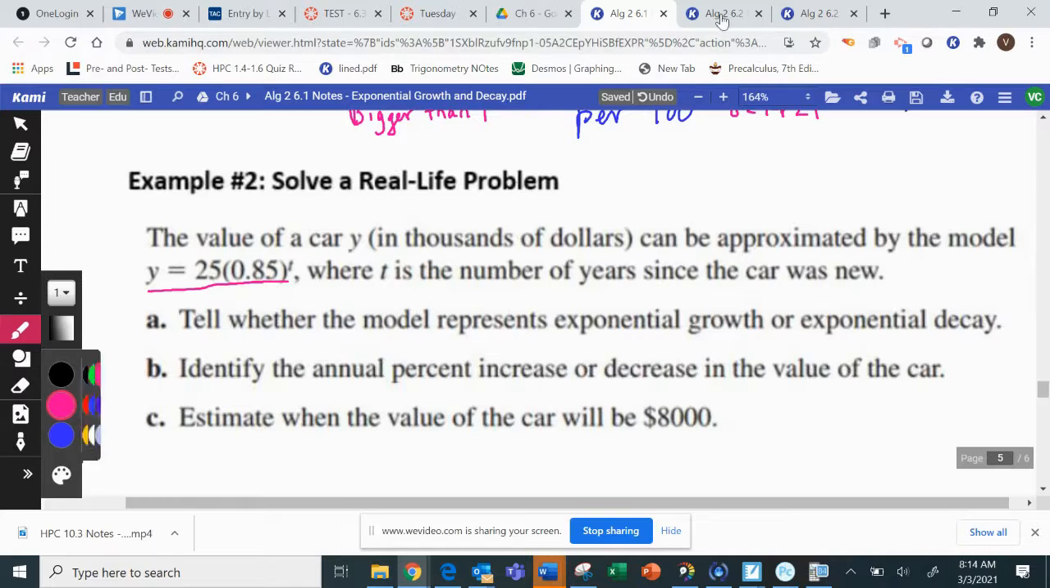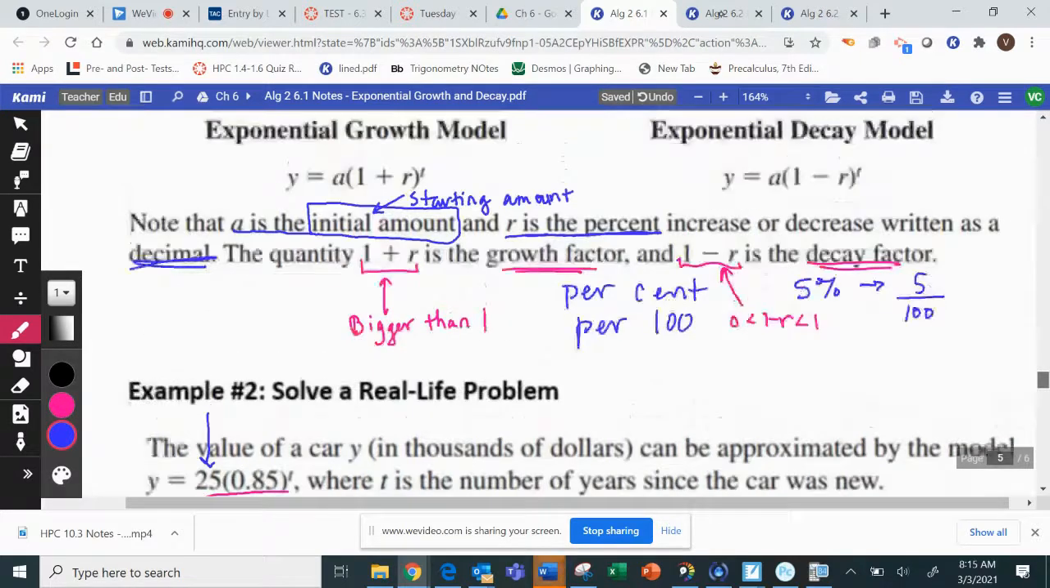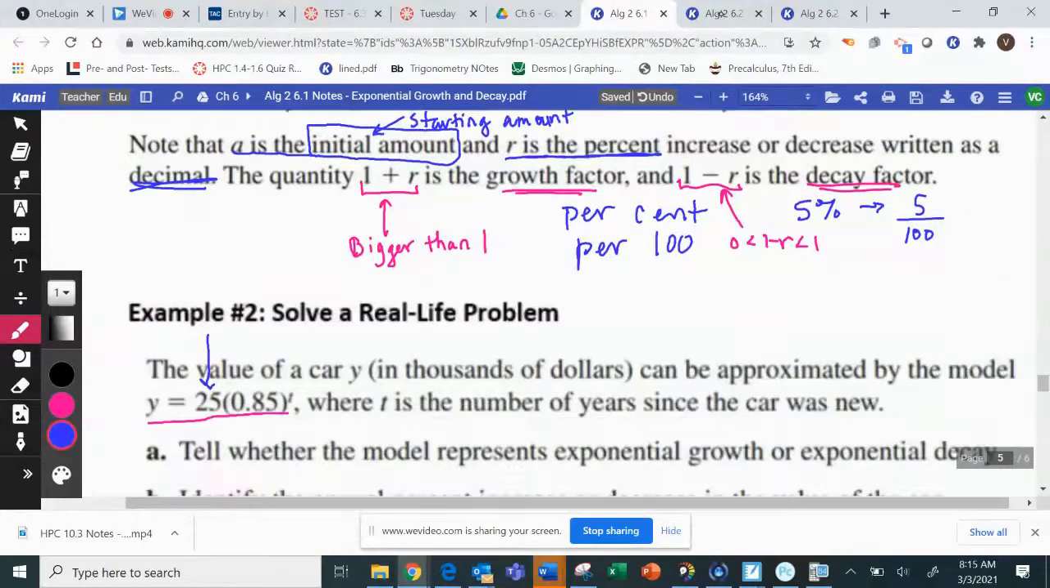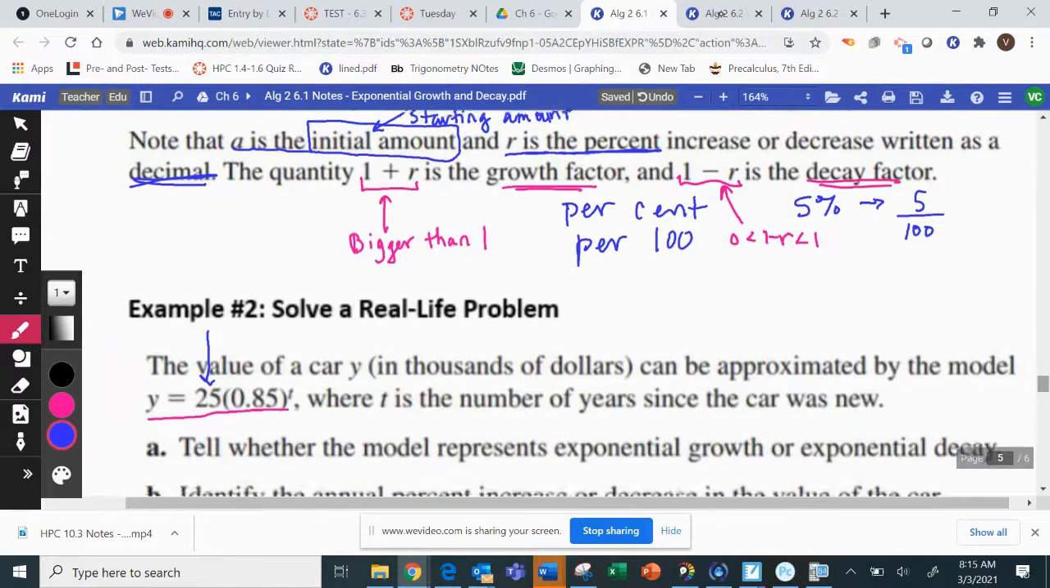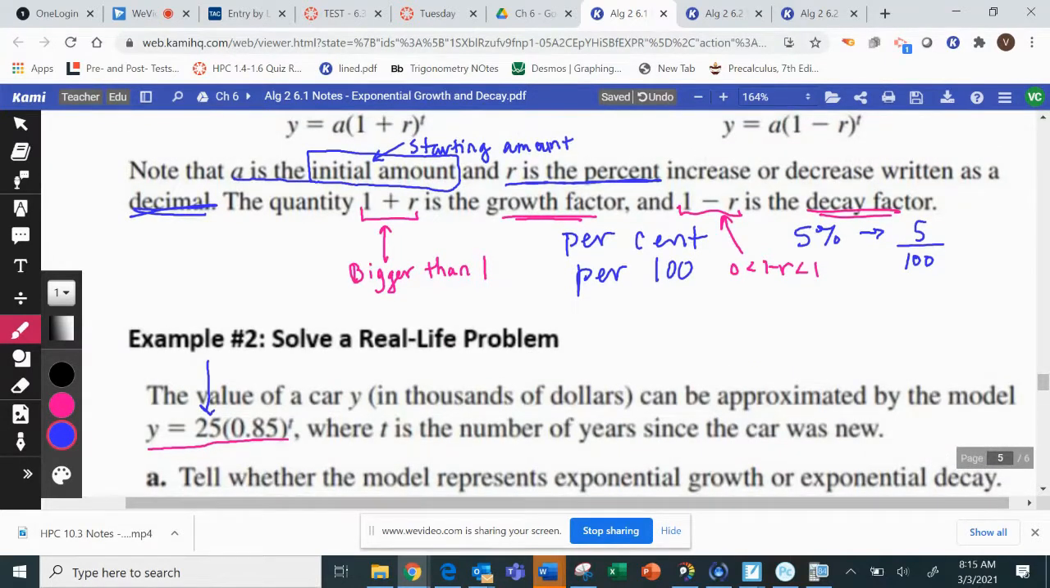So using the formulas above, 25 would be what part of the formula? You can just tell me which letter if you want. That would be a, and a is the initial amount. So 25 is the a. And so did our car initially cost $25?